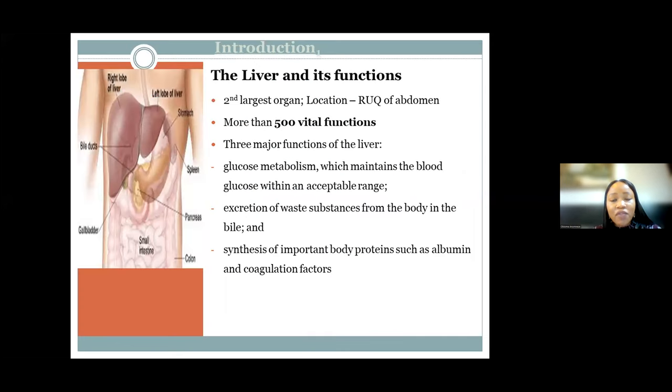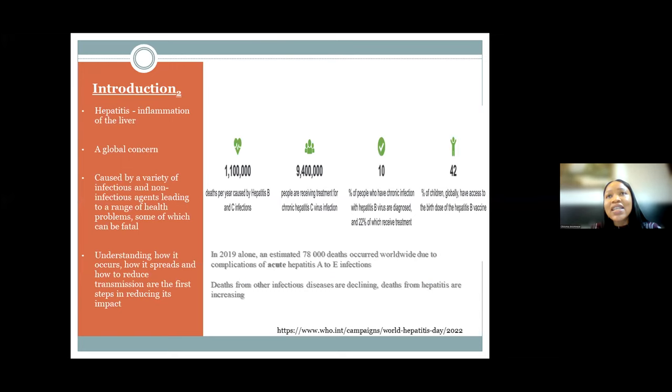So let me start off by talking a bit about the liver. It's actually the second largest organ in the body, just second to the skin. And as large as it is, it has more than 500 vital functions. Three of the major ones include its role in glucose metabolism. It's involved in synthesis of important body proteins, and it's also involved in the excretion of waste substances from the body. Understanding the functions of the liver actually has a role to play in how patients with hepatitis and other liver-related conditions present. So what exactly is hepatitis?